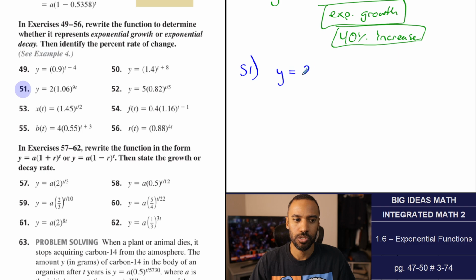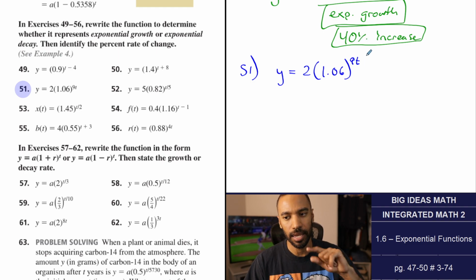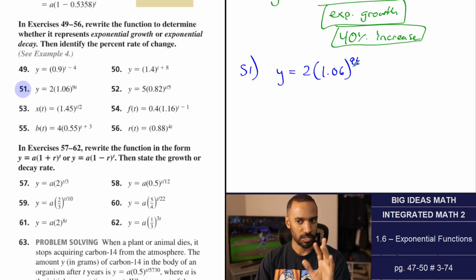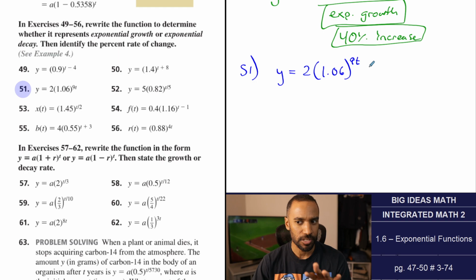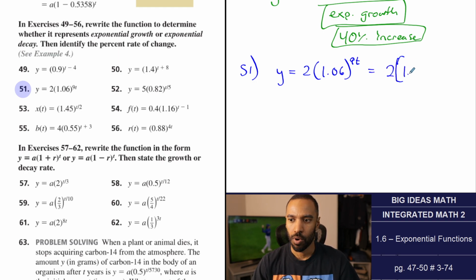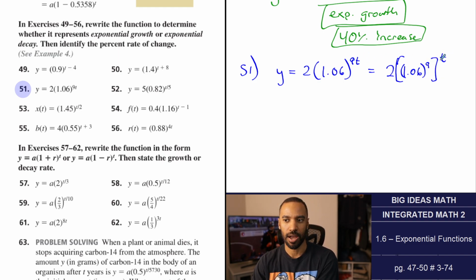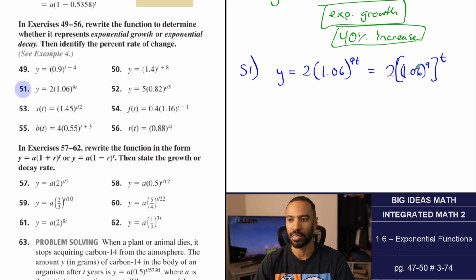y equals 2 times 1.06 to the 9t power. Now this one's not like those other ones in how this is written. This time we have to use the power of a power rule. So this is going to be 2 times 1.06 to the 9th power, and all of that is raised to the t power. Remember, 9 times t, the product, can be split as a power of a power like this. So let's do 1.06 to the 9th power. This time your b will not actually be 1.06. The a will still be 2.